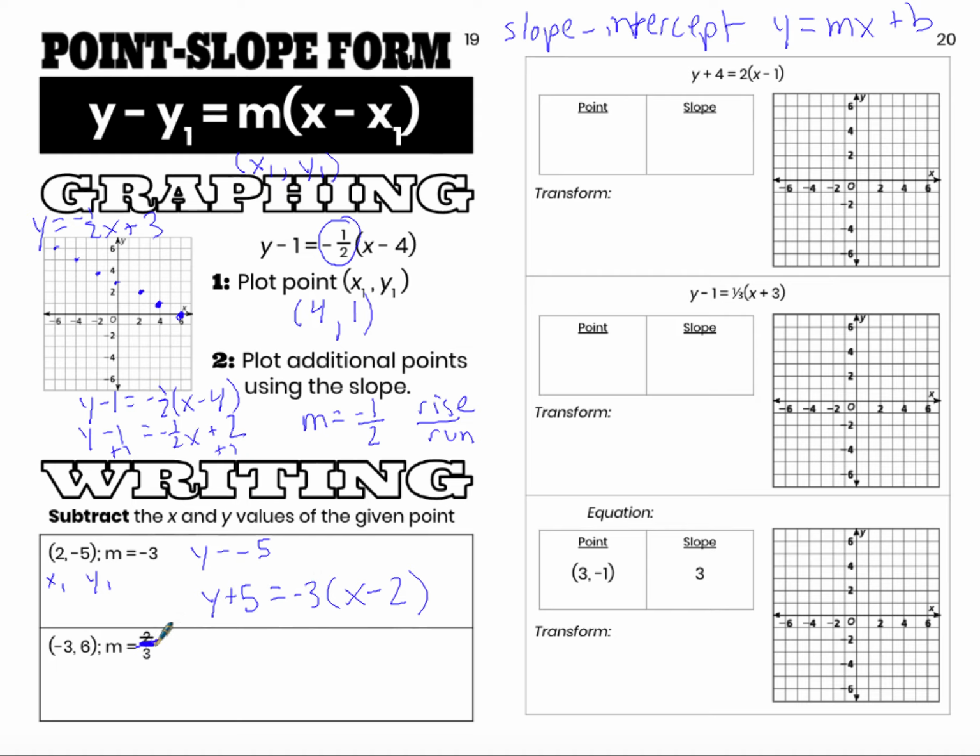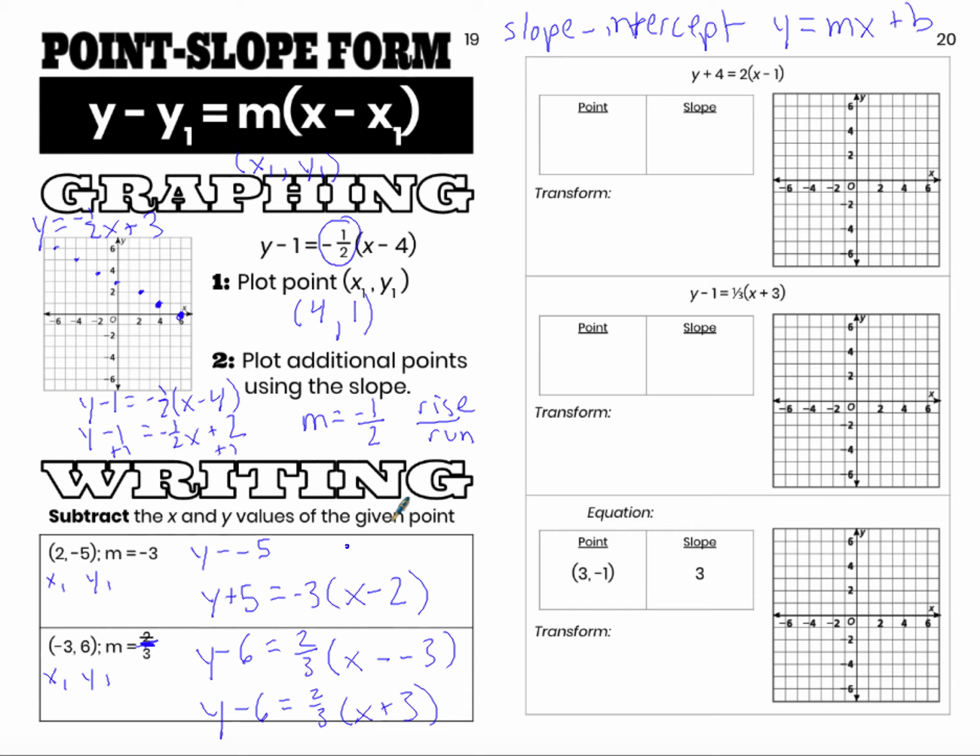Another example, my fraction bar is messed up. My x1 is negative 3. My y1 is 6. So my point-slope form will be y minus 6 equals, that looks like positive 2/3 times x minus negative 3. And that is where I'm going to change it to x plus 3. Just looking at that equation, I know my x value is going to be the opposite of positive 3. It's going to be negative 3. The opposite of negative 6, positive 6.